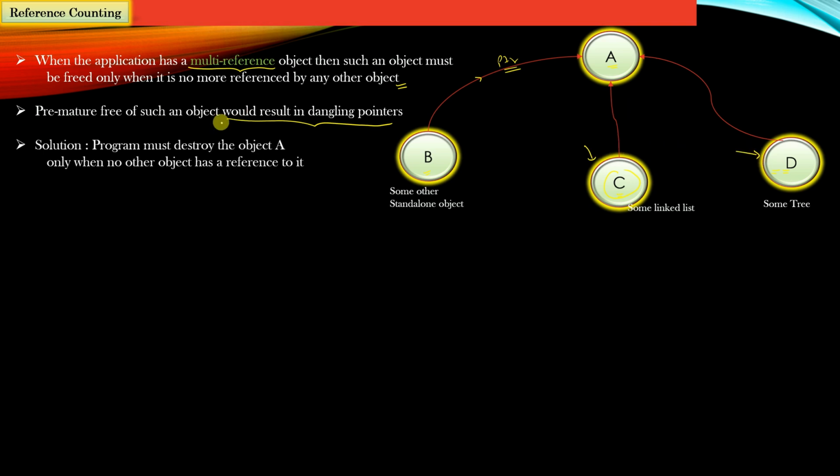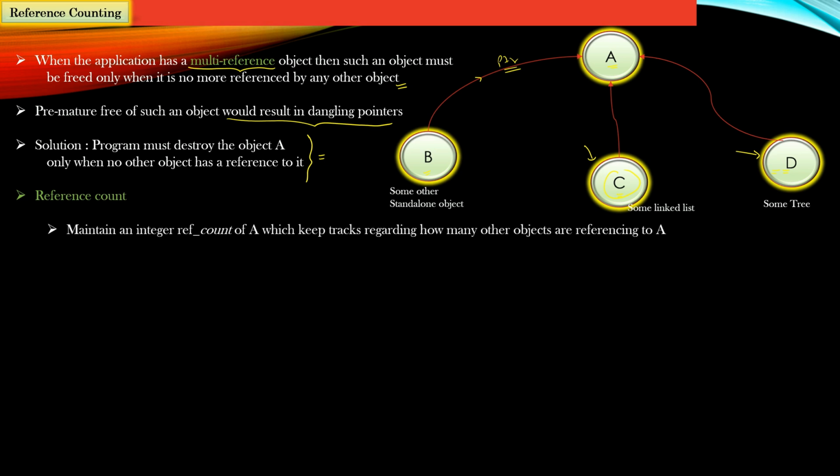So the solution to this problem is that the program must destroy the object A only when no other object has a reference to it. Even in real life, you will discard a thing only when it is of no use to anybody. If some object is being used for some purpose, you would not discard it as a waste object. The solution to this problem is referred to as the reference count solution, or you can say reference count is a concept.